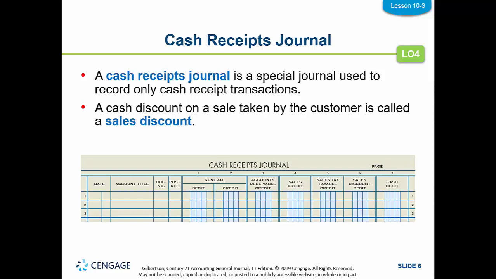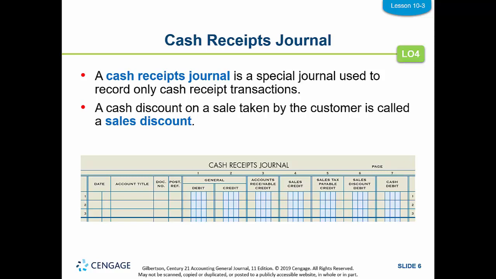Now, sales discount, okay. Remember when we talked about purchases and then we had an account called purchases discount? We now have an account called sales discount, and sales discount is a contra account to our sales. Sales is a revenue account, has a credit normal balance. Sales discount contra to it, so therefore its normal balance must be a debit.